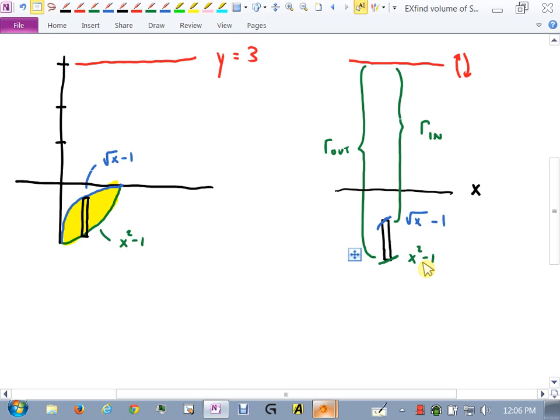Okay? Think about it. If you plug in a number right here, it's going to spit out a negative number. If I take that and add it to 3, it's actually going to be smaller than 3. That's not what I want. I want it to add to 3. So I need to account for that with the sign change. So this outer radius is going to be 3, not plus, but minus the x squared minus 1.